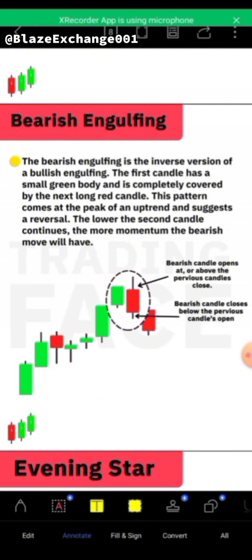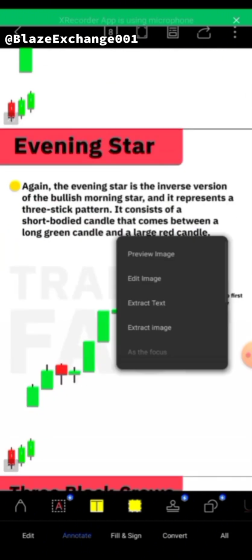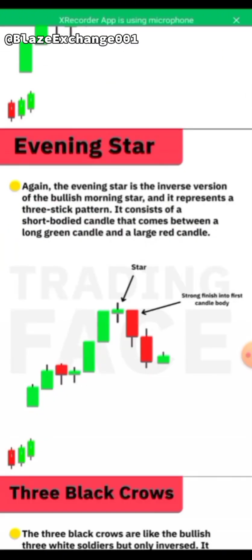So I think this is well explained, and with the explanation I made on the bullish engulfing, you guys understand this now. So now let's move to evening star. Like I said earlier for the morning star, this is another one called evening star. We have morning and evening. We only find morning star in bullish and evening star in bearish. So they say again, the evening star is the inverse version of the bullish morning star.